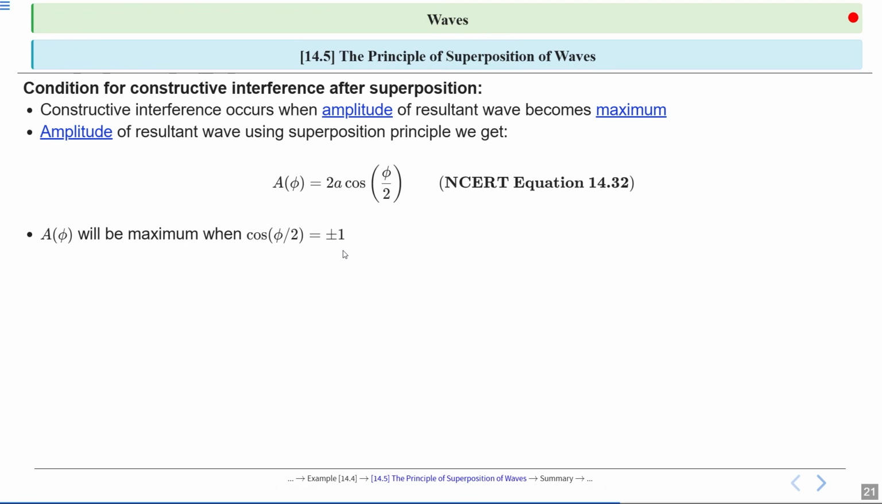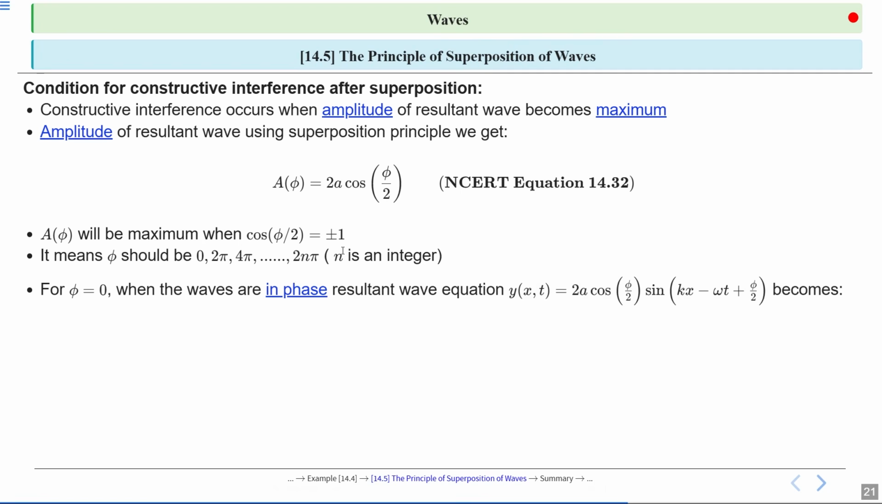The amplitude A of phi will be at its maximum value when cos(phi by 2) equals plus or minus 1. This means the two waves are perfectly aligned in a certain way. Remember, cosine of 0 degrees or 180 degrees is plus or minus 1. It means phi should be 0, 2 pi, 4 pi, and so on, that is, 2n pi. n is an integer. This means the waves are in phase, or their peaks and troughs line up perfectly, leading to constructive interference.